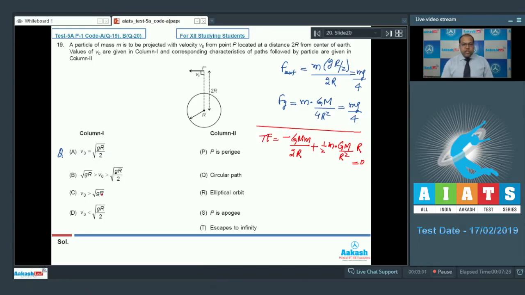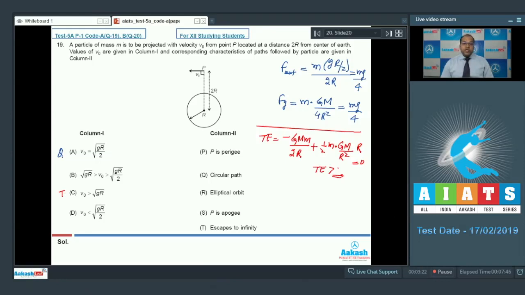And when V0 is greater than under root GR, then total energy is greater than 0. So it means that when the total energy is 0 or greater than 0, then the particle escapes from the gravitational field of Earth. So it escapes to infinity. So the correct matching will be T.